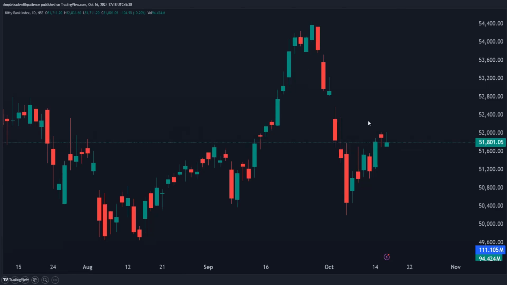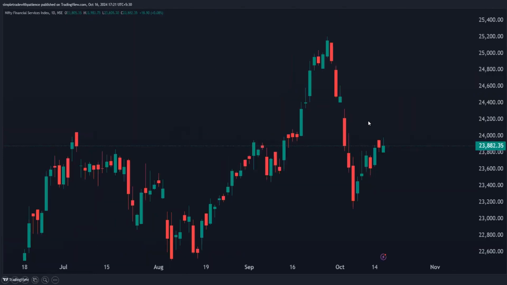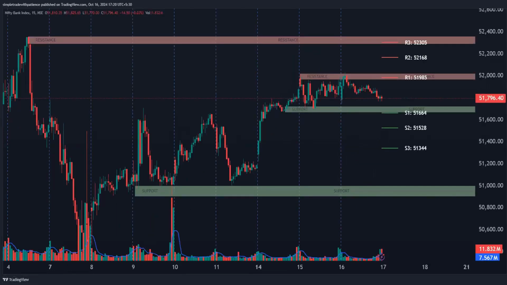Now, for tomorrow, what can we look at? First, we have R1 at 51,985. We have R2 at 52,168 and R3 at 52,305. On the support side, S1 is at 51,664, S2 at 51,528, and S3 at 51,344.